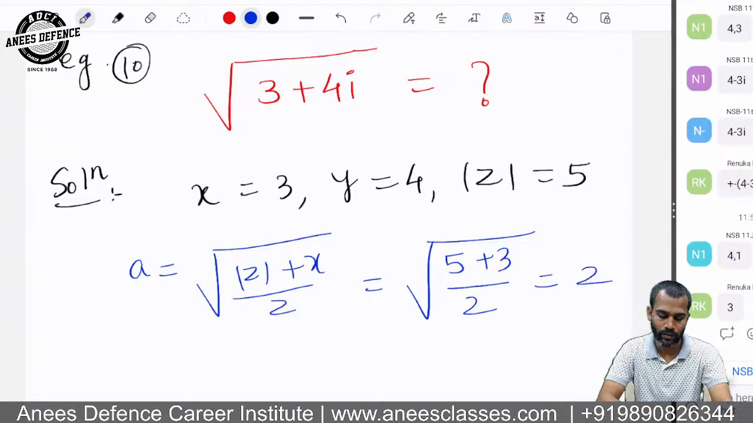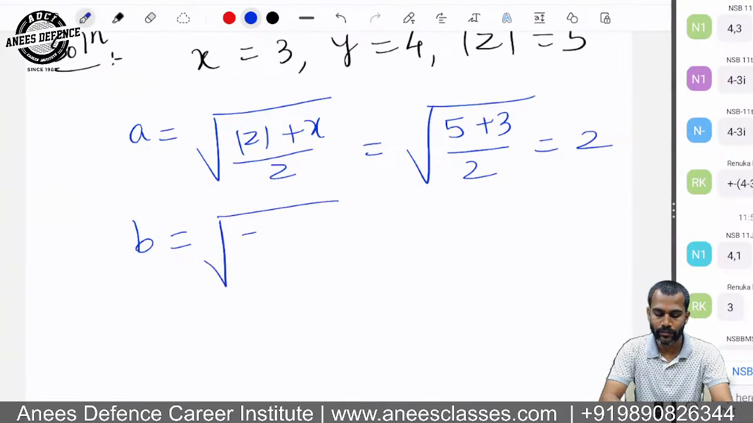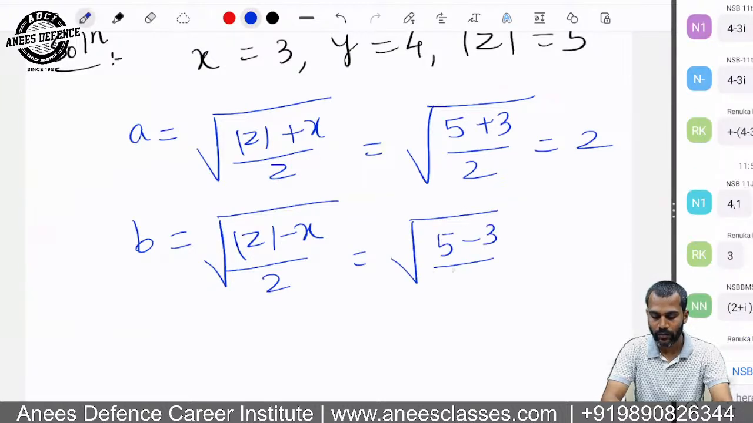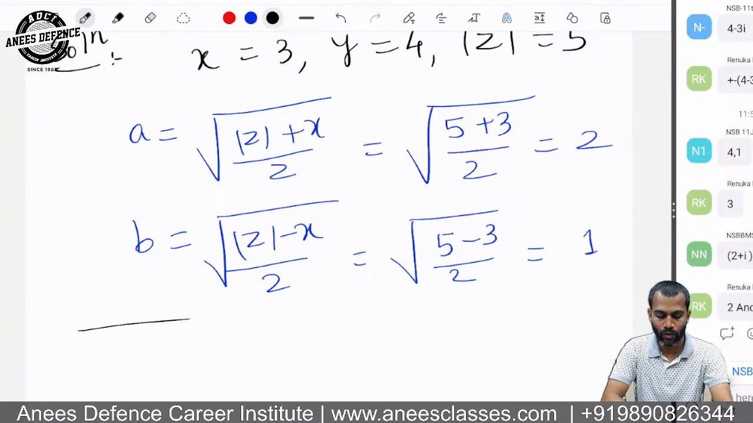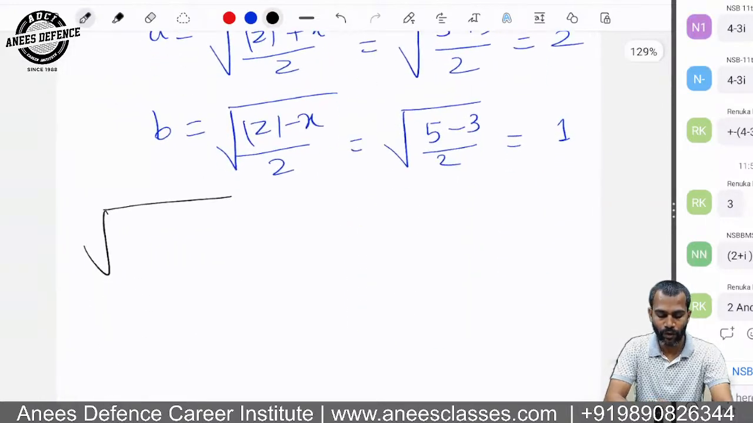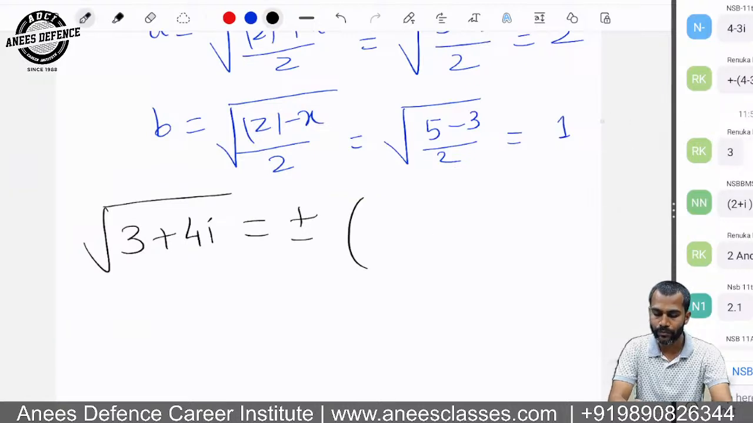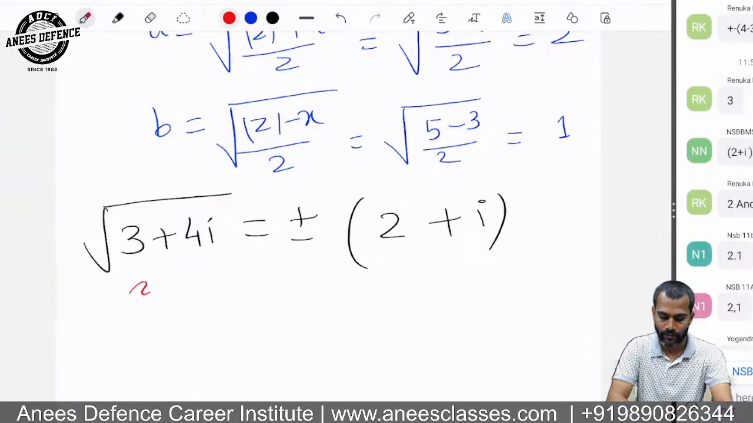Very good. What is B? B is nothing but mod Z minus x by 2, which is equal to 5 minus 3 divided by 2. That is 1. Yes or no? So the square root of 3 plus 4i will be equal to plus minus. What was A here? 2. So 2 plus i. I hope it is clear.